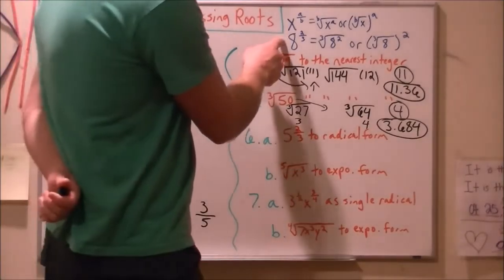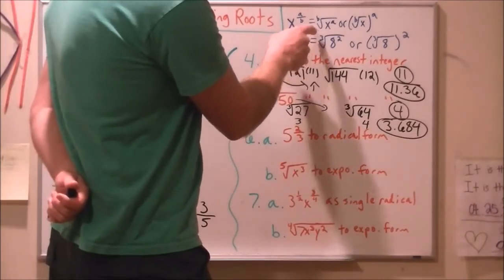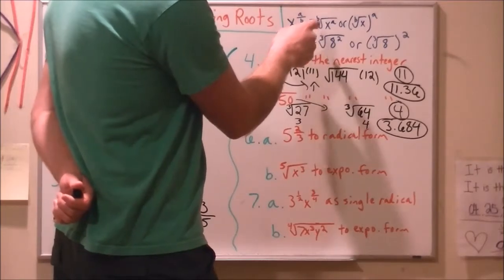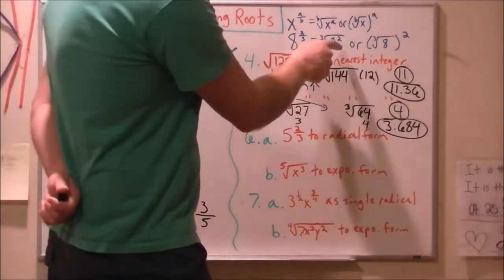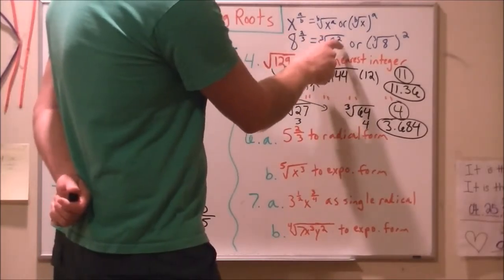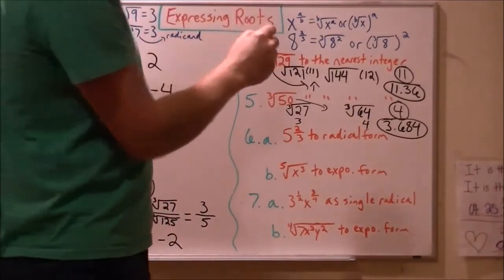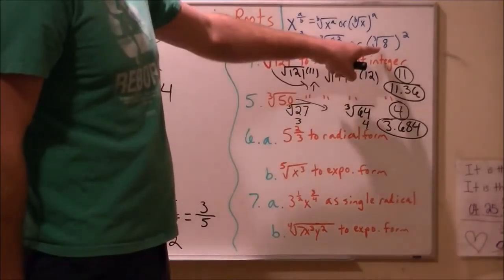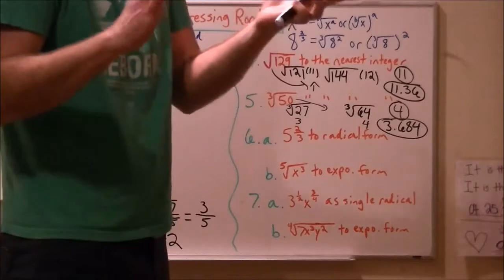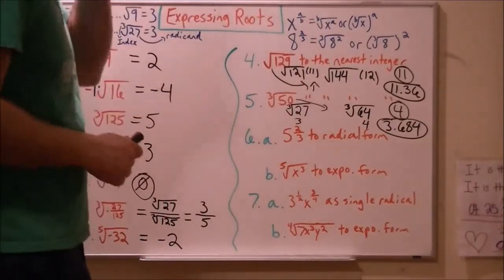And since I have 8 to the 2/3 power, my denominator is going to become the root power, and my numerator is going to become the new standalone power of the term under that root symbol. And again, I can rewrite it in this way. It's the same thing, just a rearranging of powers, which we've done before.